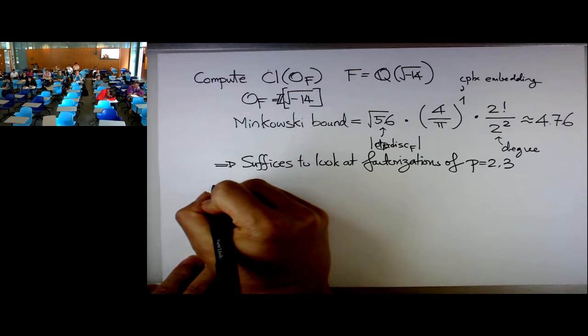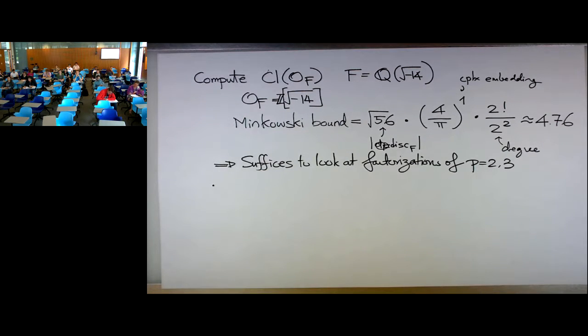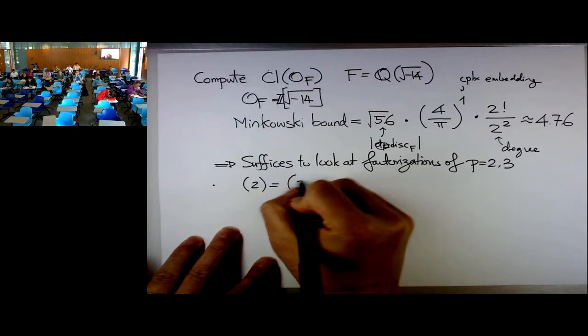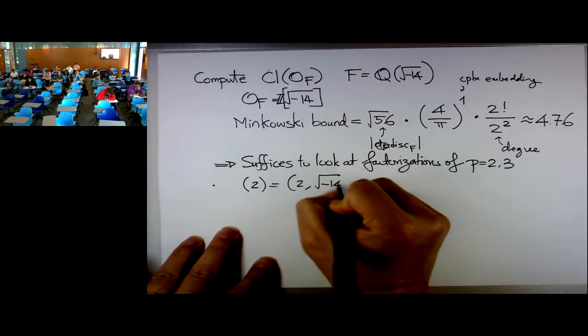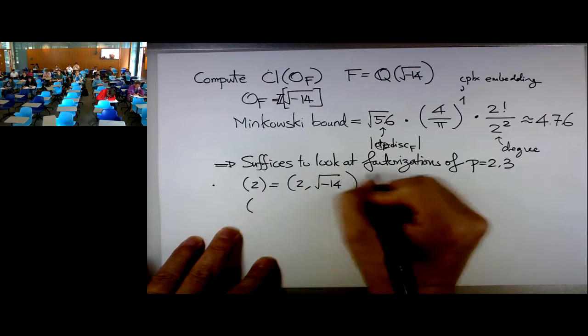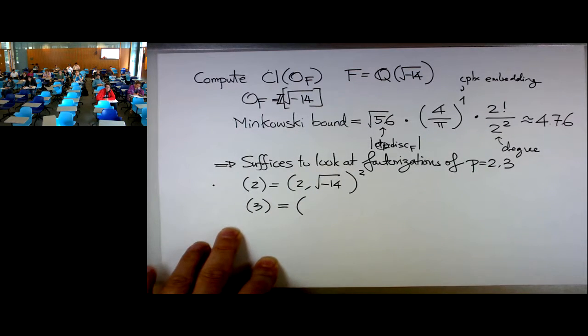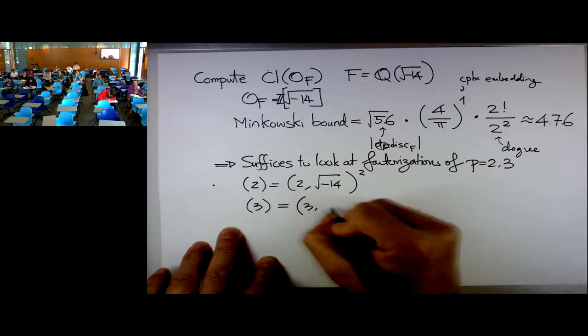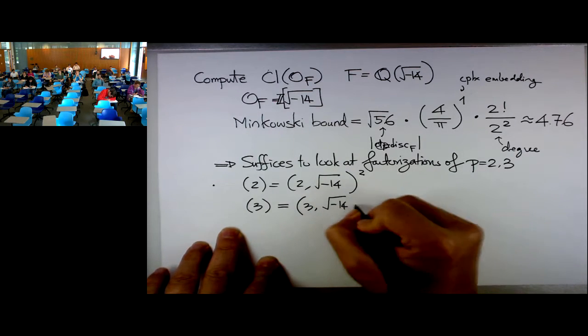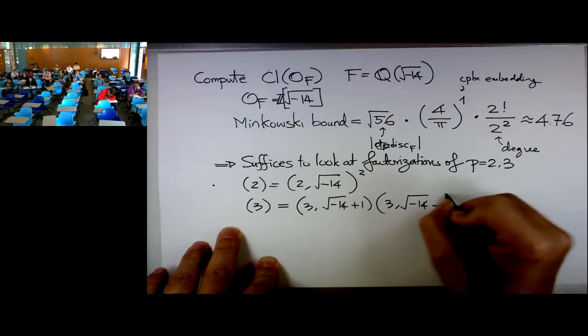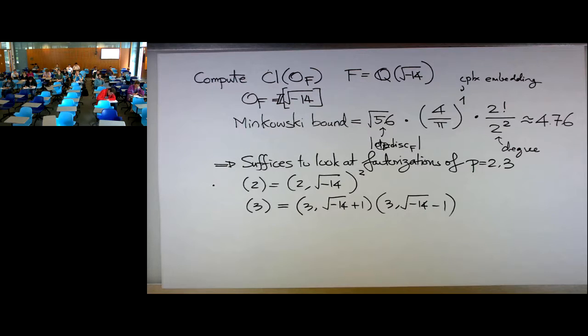Okay, so now let's recall that 2 factors as the ideal (2, square root of negative 14) squared, and 3 factors as (3, 1 plus square root of negative 14) times (3, 1 minus square root of negative 14). These are the ideal factorizations.